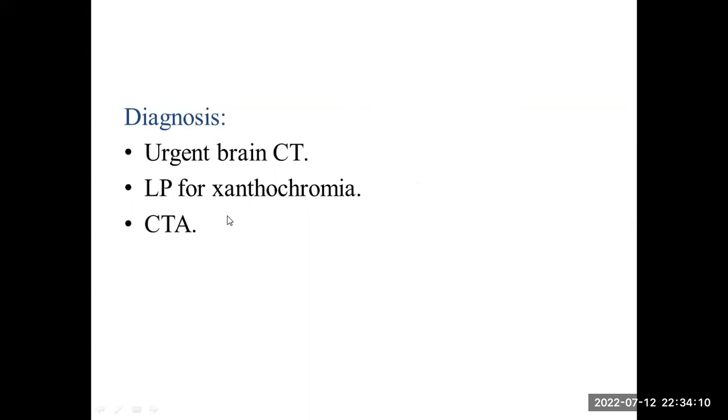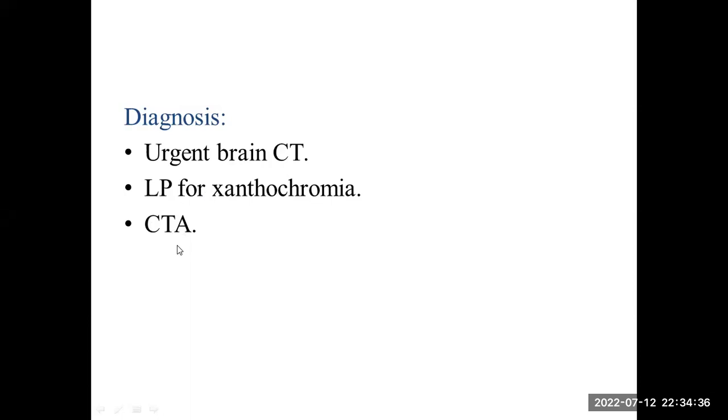But in order for this xanthochromia to be detected, you need 12 hours post the onset of subarachnoid hemorrhage. For that reason, it takes time for the RBCs to undergo lysis and to lead to xanthochromia. So if the brain CT failed to detect subarachnoid hemorrhage, the next step is to do lumbar puncture after 12 hours from the onset of subarachnoid hemorrhage to look for xanthochromia.